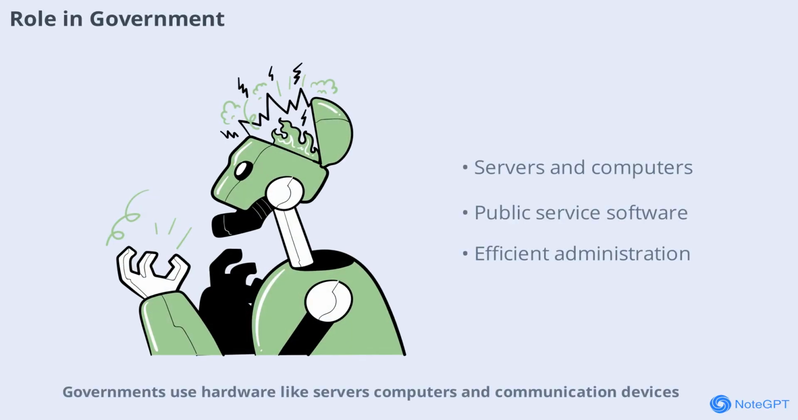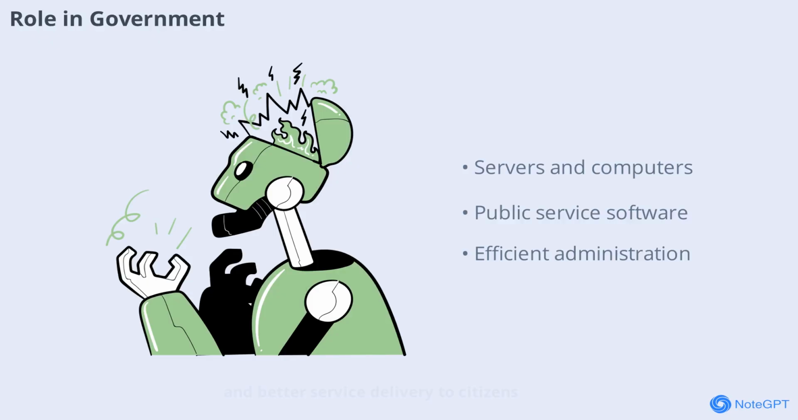Governments use hardware like servers, computers, and communication devices, paired with software for record keeping, public services, and security. This technology supports efficient administration and better service delivery to citizens.